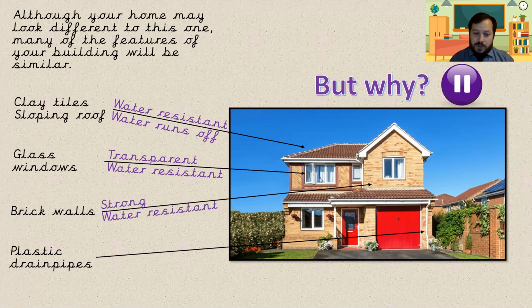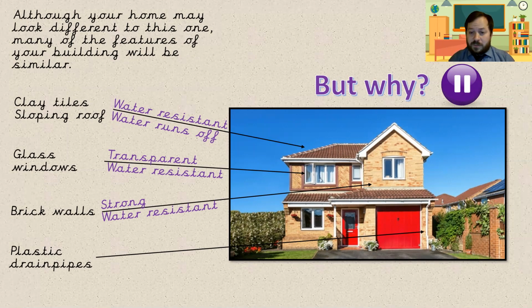We have brick walls. They're strong. They can take a lot of weight. If you think about the brick right at the very bottom of your house, it has a lot of weight on top of it, and it still maintains its integrity. It's still a brick. It's also water resistant, so it does keep water out. There's a trend here that you can see, I think.